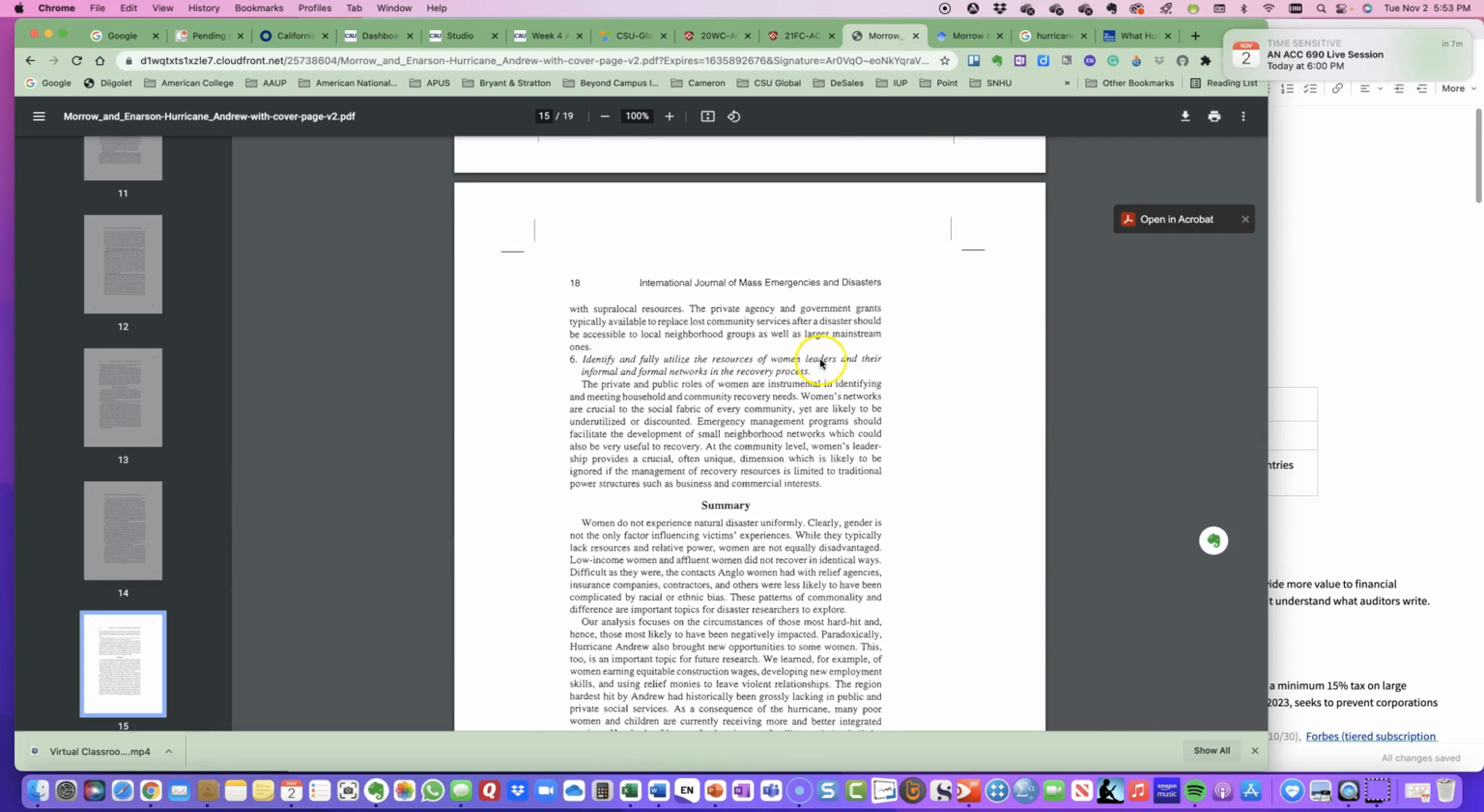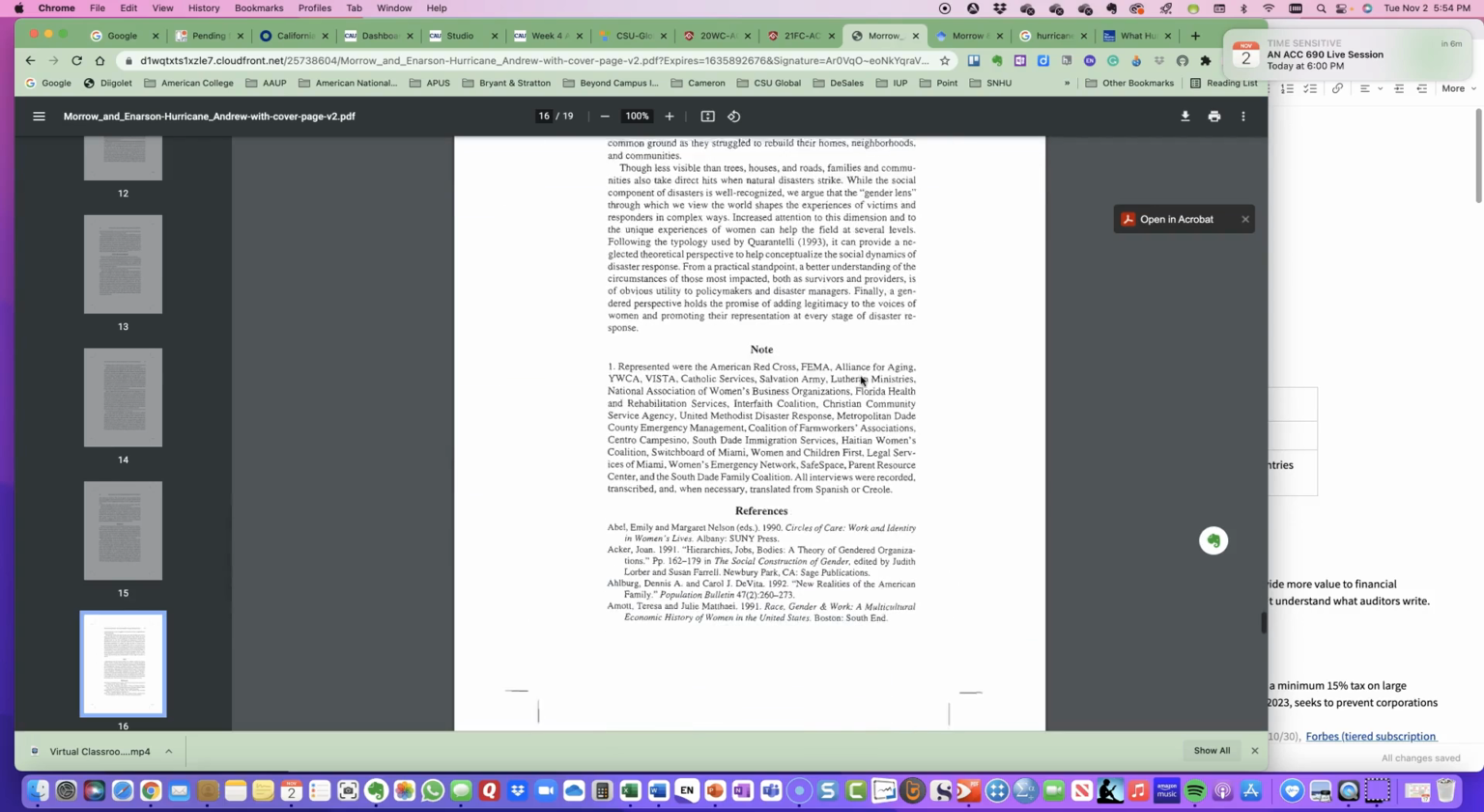Then a sixth policy recommendation is to identify and fully utilize the resources of the women leaders, whether informal or formal networks, throughout the recovery. So you have private and public roles that women were playing that were instrumental in meeting the household and community recovery needs. So you want, as a policymaker, to tap into this and make sure that it's the social fabric of the community, and make sure that it isn't underutilized or discounted, but instead use the women leaders to provide this dimension that was probably ignored most of the time, but that can help the recovery of most people in general. And then they give you a summary and a note.